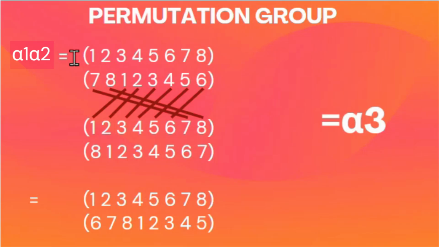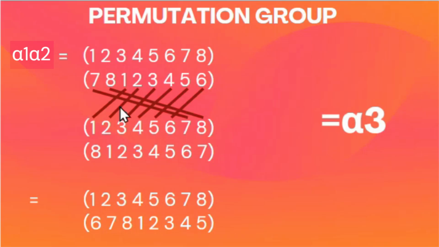So for alpha sub 2 star alpha sub 1. As you can see here, we have 1. So below 1, we have 7. Then we're going to look at 7. Then below 7 is 6. That's why it's 1, 6. Then 2, below 2 is 8. So we have 8 here. Below 8 is 7. That's why it's 2, 7.